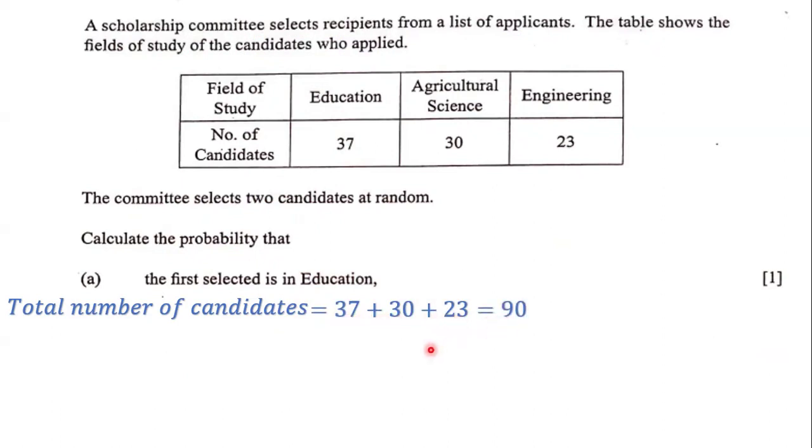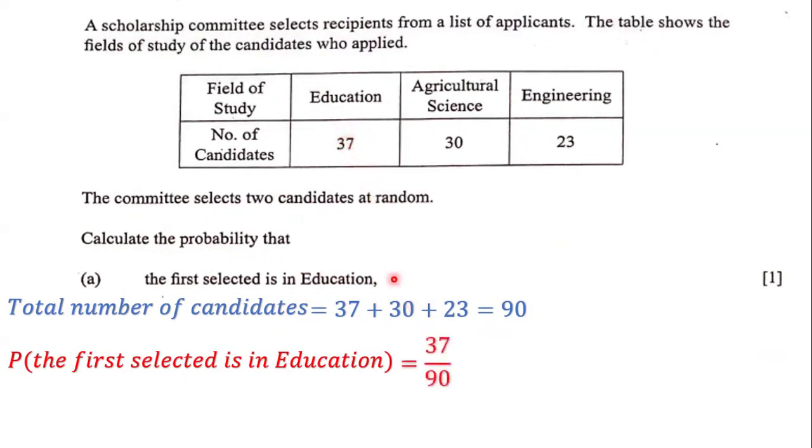Next, we have to figure out the number of candidates in education. The number of candidates in education is 37. And so the probability that the first selected is in education is going to be 37 over 90. And that's the answer to this question.